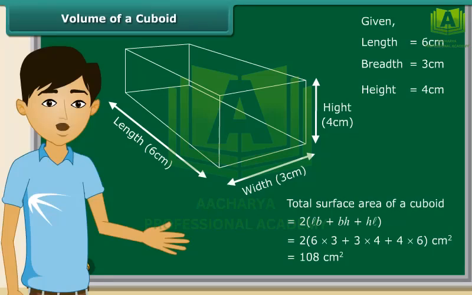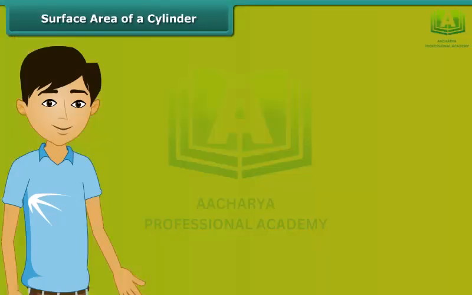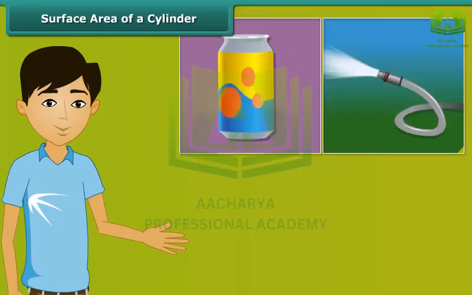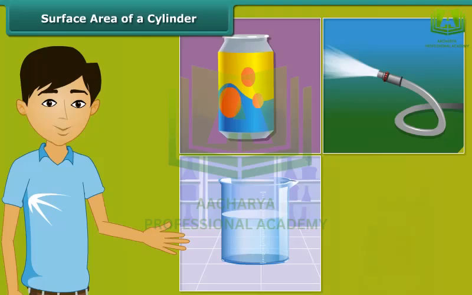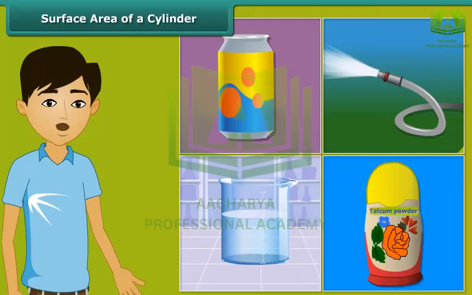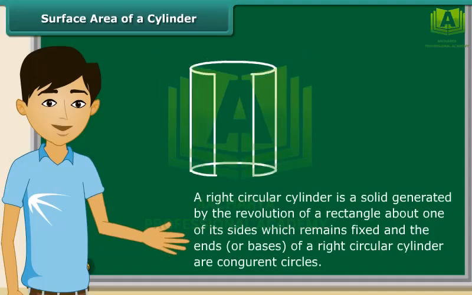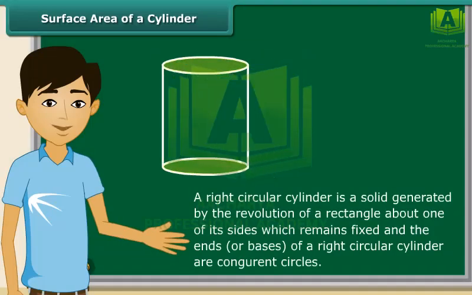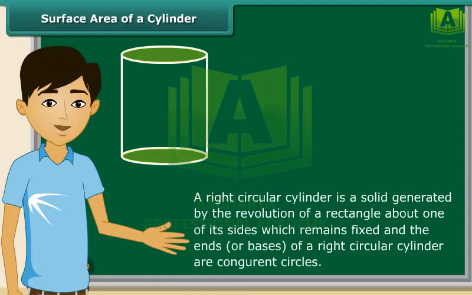108 square centimeters. You must have come across many solids like tin cans, water pipes, beakers in the laboratory, powder box which are right circular cylinders. Here you would wonder what is a right circular cylinder. A right circular cylinder is a solid generated by the revolution of a rectangle about one of its sides which remains fixed, and the ends or bases of a right circular cylinder are congruent circles.